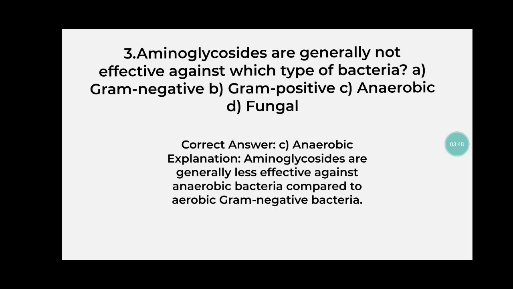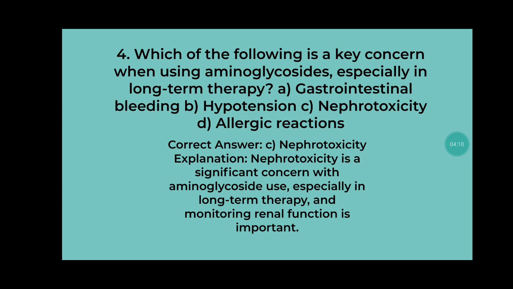Third, aminoglycosides are generally not effective against which type of bacteria? A. Gram negative, B. Gram positive, C. Anaerobic, D. Fungal. Correct answer is anaerobic. Aminoglycosides are generally less effective against anaerobic bacteria compared to aerobic gram-negative bacteria.